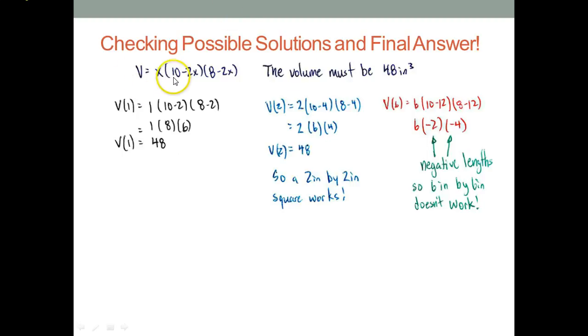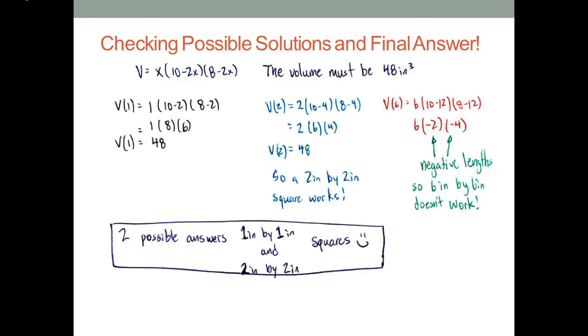Remember that my box only has 10 inches. How can I cut 2 6-inch squares? That would leave me with negative 2 inches of box. On the short side, it would leave me with negative 4 inches of cardboard. They're negative lengths, so a 6-inch by 6-inch square does not work. Which means I only have two correct answers. There are two possible answers for the big problem, and that's a 1-inch by 1-inch and a 2-inch by 2-inch square.